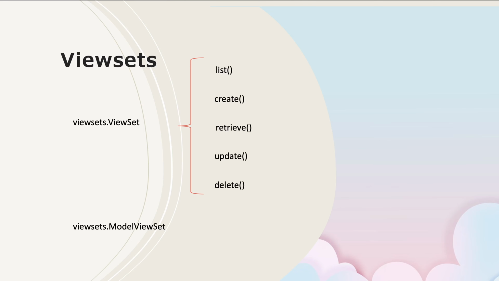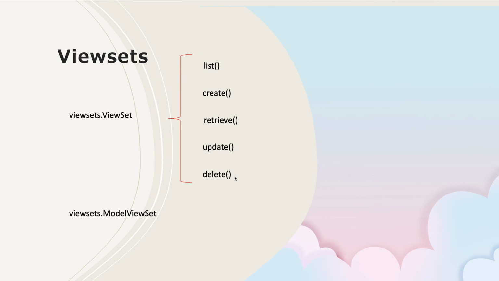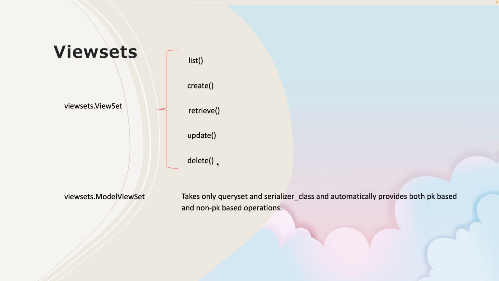Okay, so you'll be having one view class that will handle all of these operations such as listing all the data, creating a new data, retrieving a single object or the single data, and updating an existing data and deleting the data. Okay. Now, if you extend viewsets.modelViewsets, it just takes only querySet and serializer class and automatically provides you with primary key based and non-primary key based functionalities.